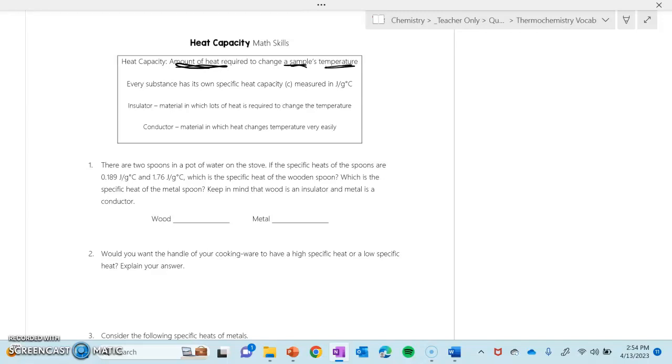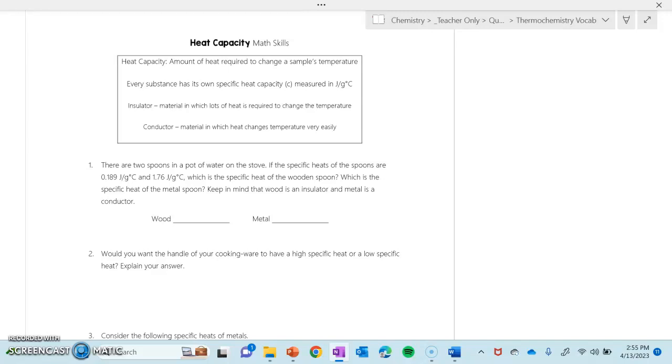So we're going to have heat, mass, and temperature all working together when we work with heat capacity or specific heat for a given material. So every substance has its own, and it's measured in joules per gram degree Celsius. And there again, we see all three of these variables. We've got that energy is joules, we have the sample grams, and we have the temperature in degrees Celsius.